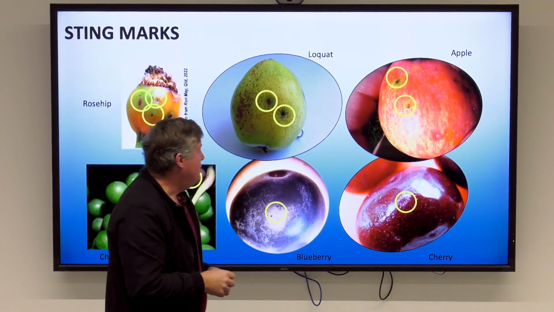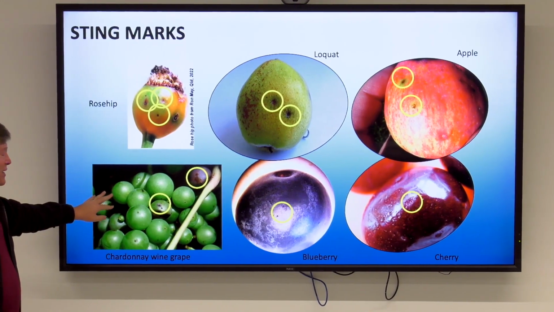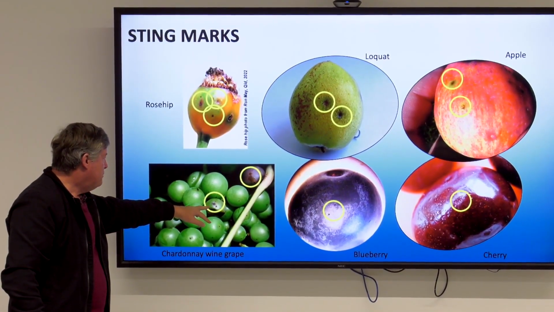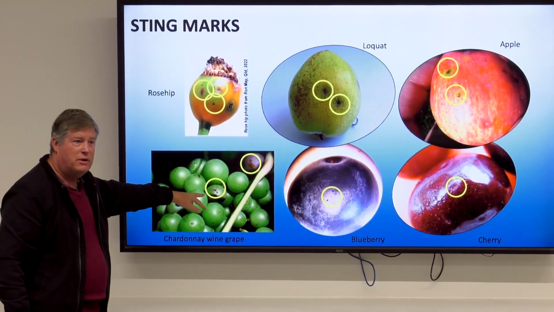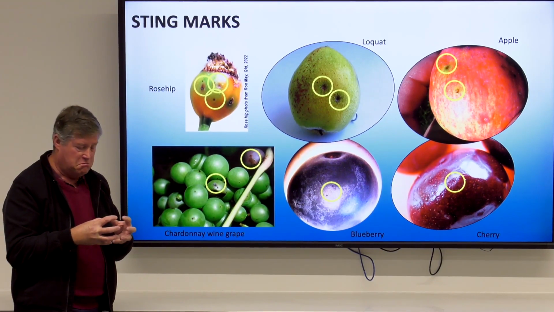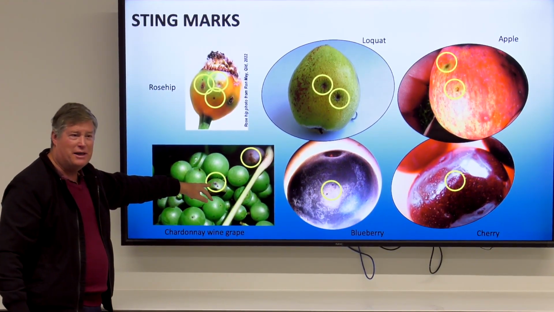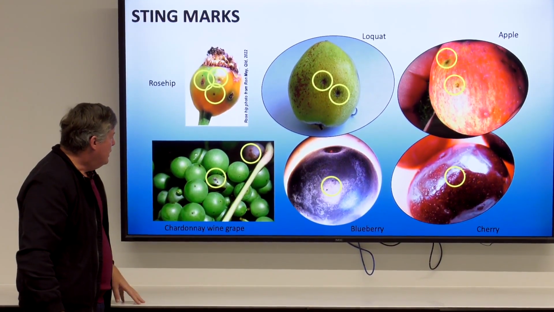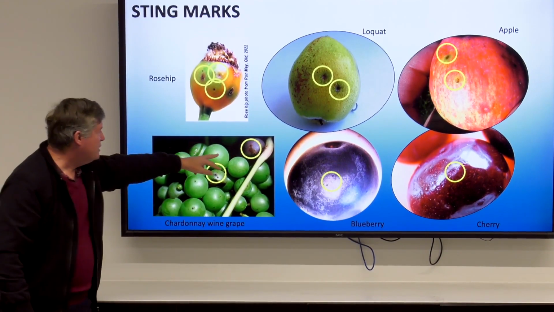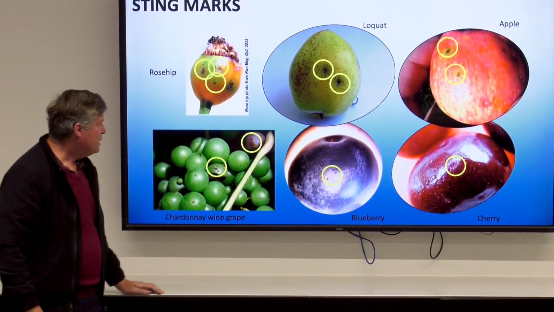Some varieties do that. Here's some Chardonnay wine grapes from the Hunter Valley at that time. Normally these grapes would drop off, but sometimes if the cluster of grapes is a solid cluster, they stay inside there and they don't drop off. But you can see the effect of the rot and all that sort of thing. And even if it goes rotten like that, the larvae will survive and become an adult.